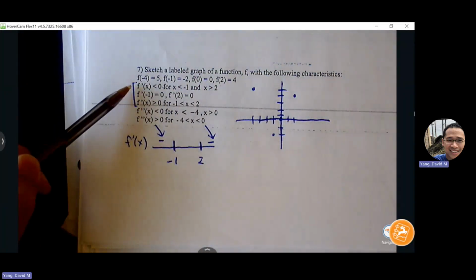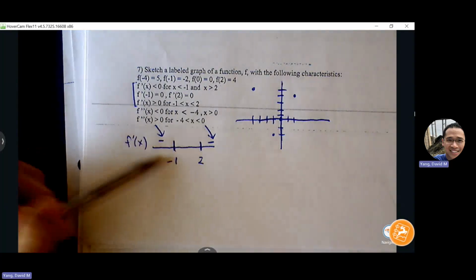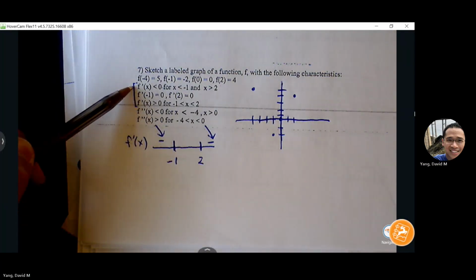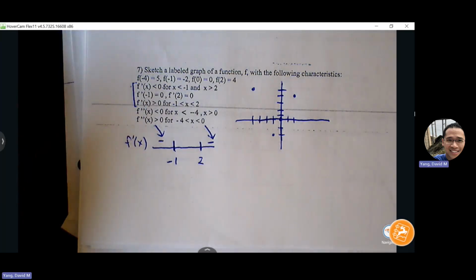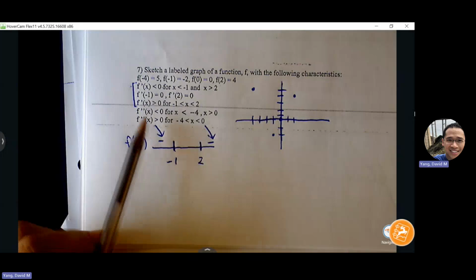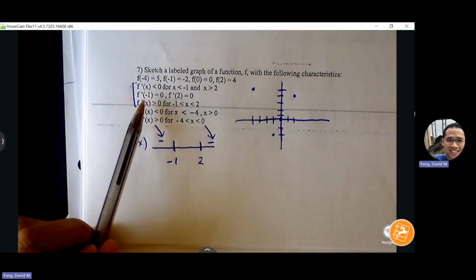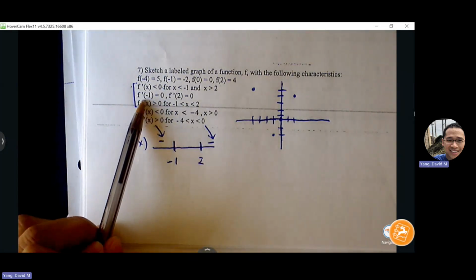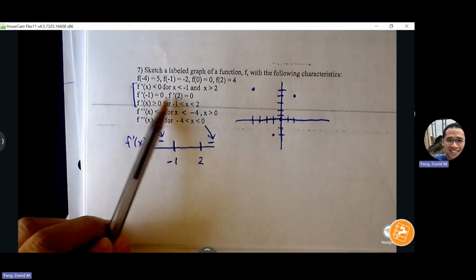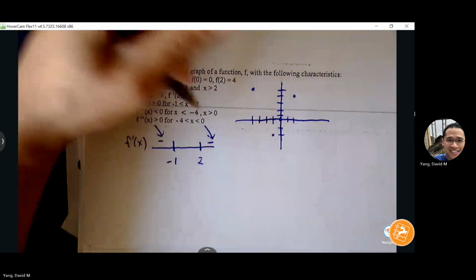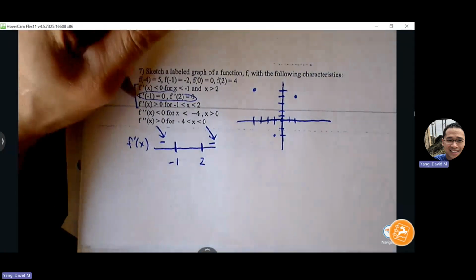Are you guys able to create this picture from the statement? Make sure we can do that. We got here what is in between. Hopefully that will show up later. F prime of -1 is equal to 0. F prime of 2 is equal to 0. What is that telling us about these critical points? There's absolutely slope 0.